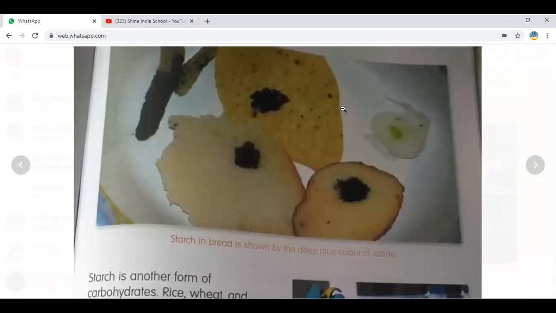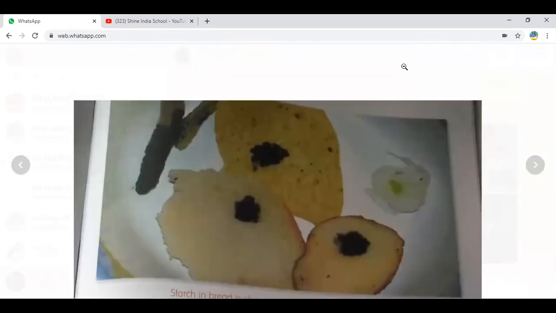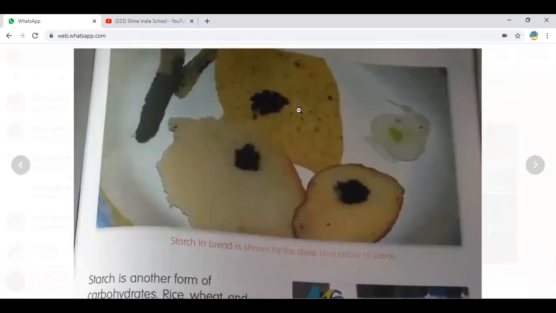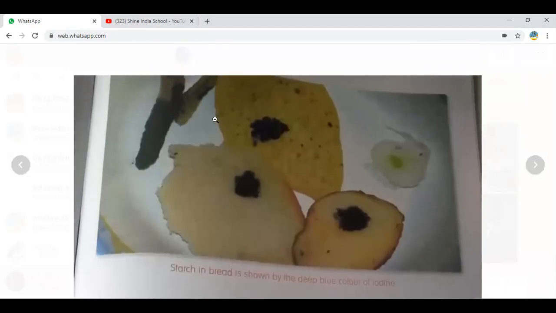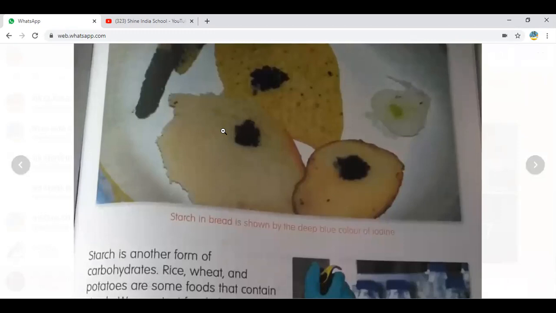Now we are going to discuss one more point. Next image: starch in bread is shown by the deep blue color of iodine. You can observe in the picture. This is the bread, chapati, and maybe paratha, idli, and some other things. Everywhere you can see the deep blue color change. If you observe all these things, you can see clearly that iodine solution changes the food into a deep blue color when starch is present.